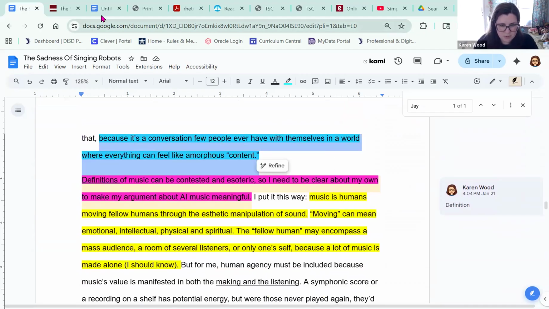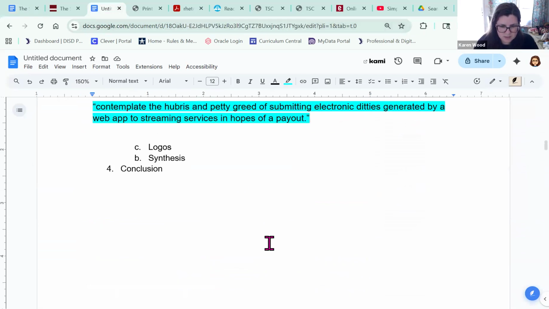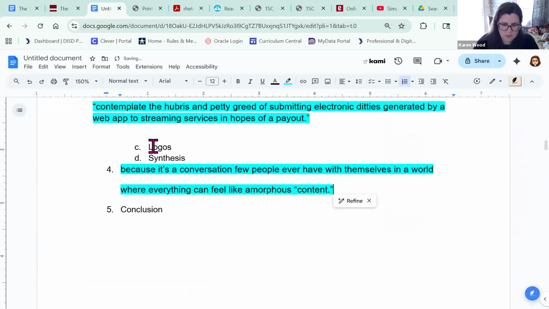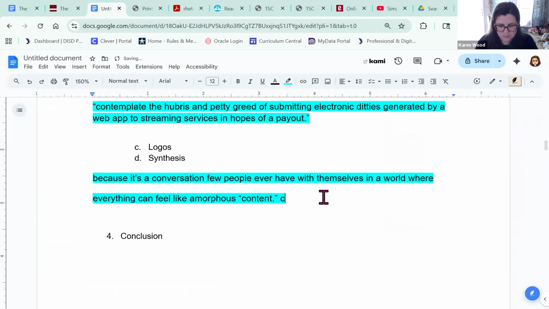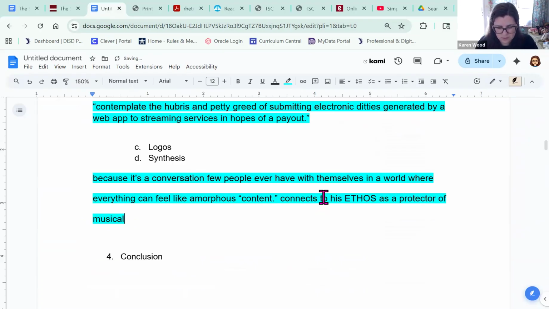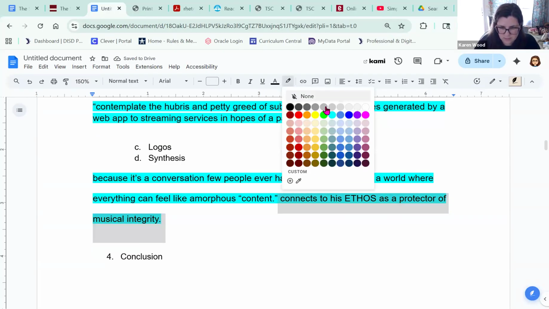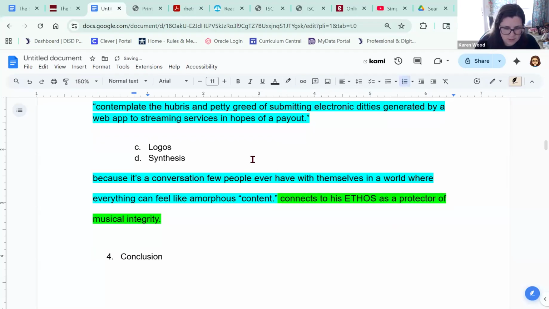I like this one. I'm going to put this in synthesis because this one connects to his ethos as a protector of musical integrity. I like that green so I know what I'm doing later on.